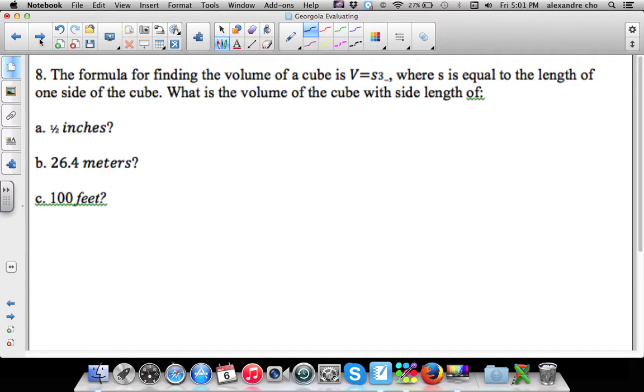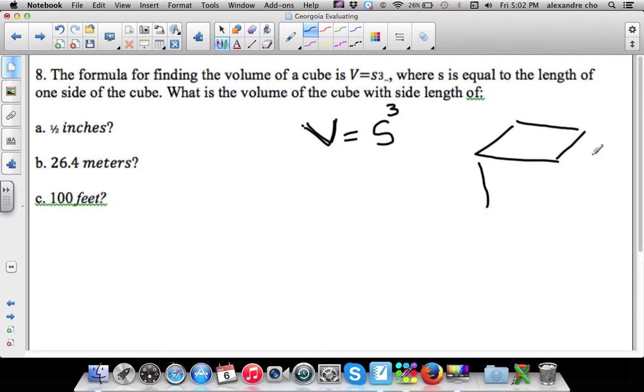Let's try 8. Oh, I see why you guys had problems. Okay, so let me just pause this for a second. Now I understand why some of you had issues. So the volume, I guess when I copied this, it didn't come out right. The volume is supposed to be S, which stands for side, to the third power. Imagine a cube, and now I'm going to draw a cube.